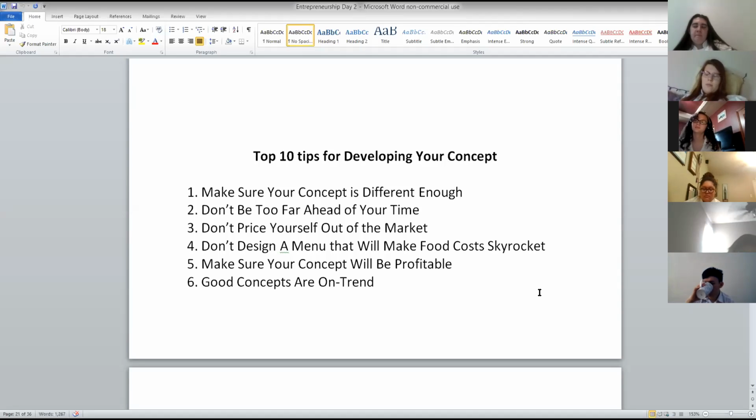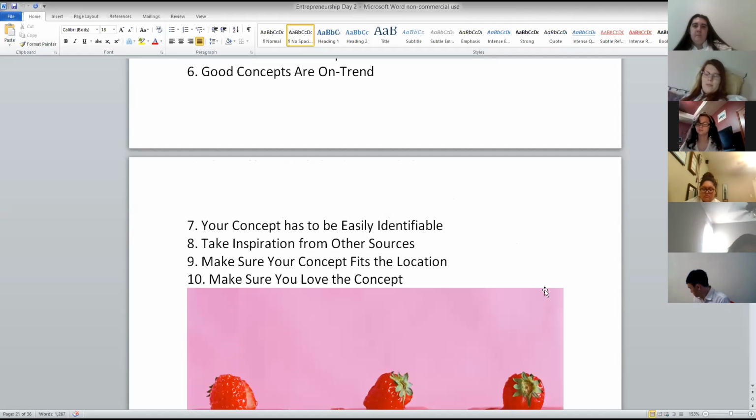Good concepts are on the trend, okay? Number 7, your concept has to be easily identifiable. Number 8, take inspiration from other sources. 9, make sure your concept fits the location. 10, make sure you love the concept.